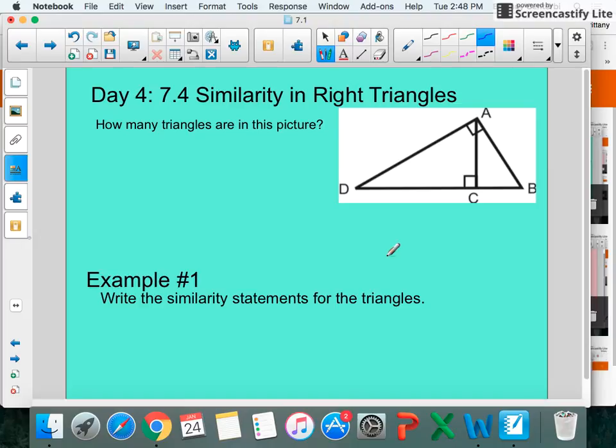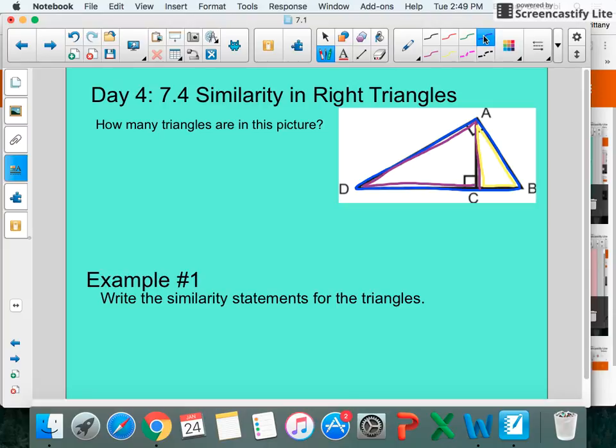So if I look here, I have 3 triangles in this picture. I have a large one in blue, a medium one in purple, and a smaller one in yellow. So we have 3 separate triangles. What we're going to want to do is draw them all separately, because this is going to help us recognize the letters that match up when we're trying to say the similarity statements, and it's also going to help when we're trying to solve these problems because it can get a little bit confusing if you leave everything in the same triangle.